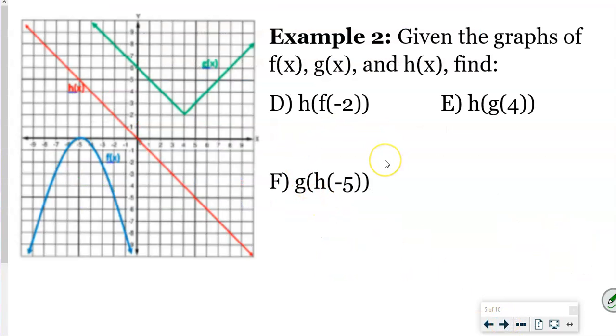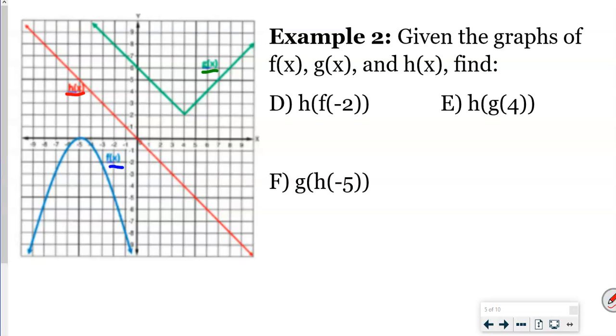All right, now, here's our example 2. We're given 3 different graphs. We got an f of x graph, which is blue, right here. We have a g of x graph, which is green up here. And then we have an h of x graph, which is red right here. Y'all see those? Okay, so they're all 3 different graphs.